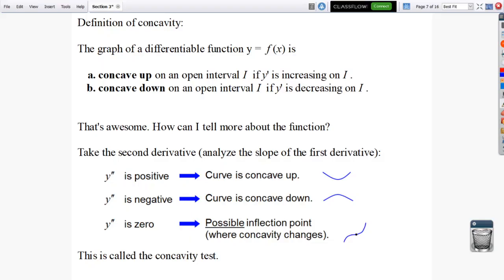So if y double prime is positive, the curve is concave up. If y double prime is negative, the curve is concave down. If y double prime is 0, it's possible that's where the concavity changes, and that's what we call an inflection point. But we'll get back to that in a little bit, and this is called the concavity test. All right?